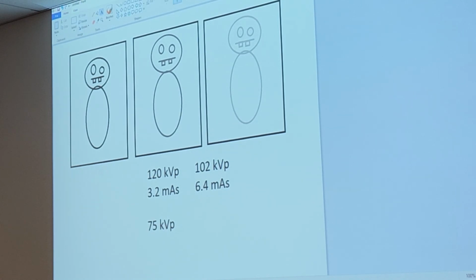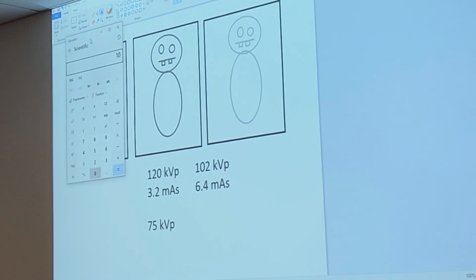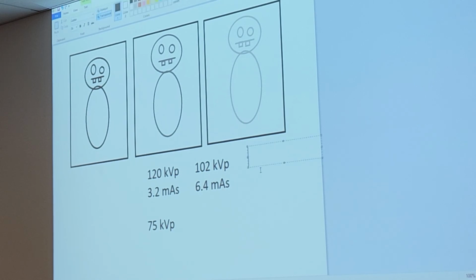All right, let's do this again. So what's 15% of 102? 15, right? Not 50, right, sir? You do 15%, right? So what's 15% of 102? 15.3. All right, so 102 minus 15.3. All right, 86.7. All right, we'll round it up to 87. 87 kVp. Okay, what is my new mAs?